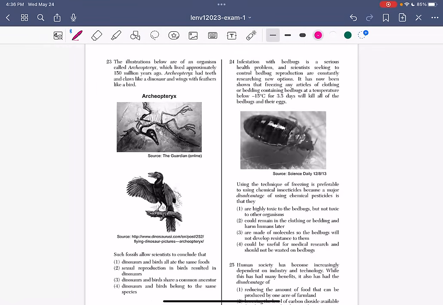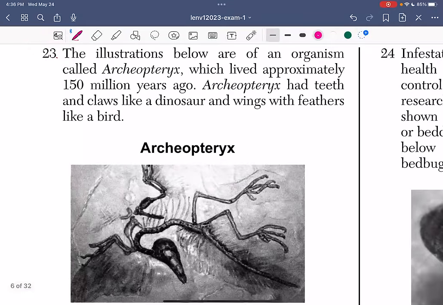Let's take a look at 23. Let's increase here. Make this bigger.